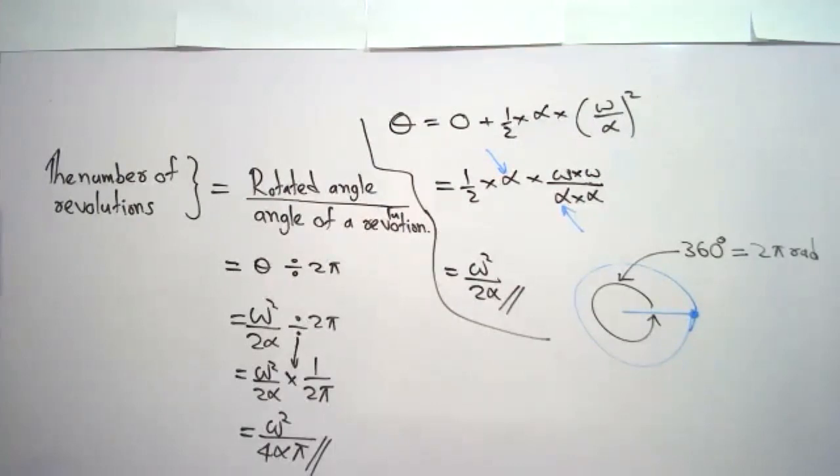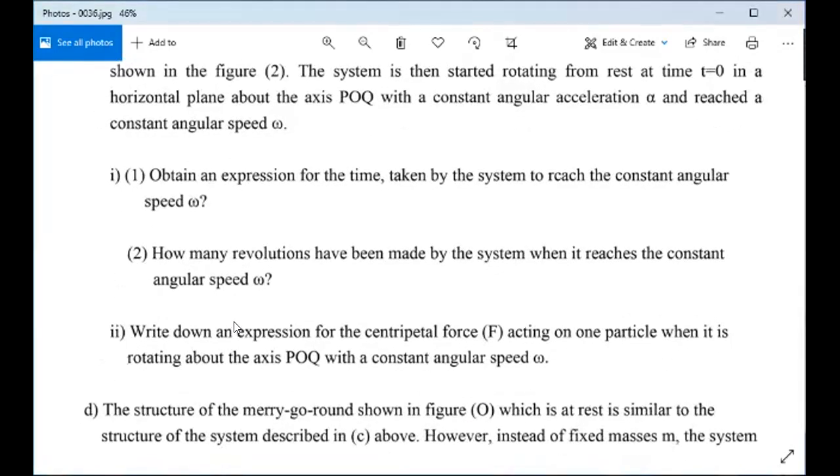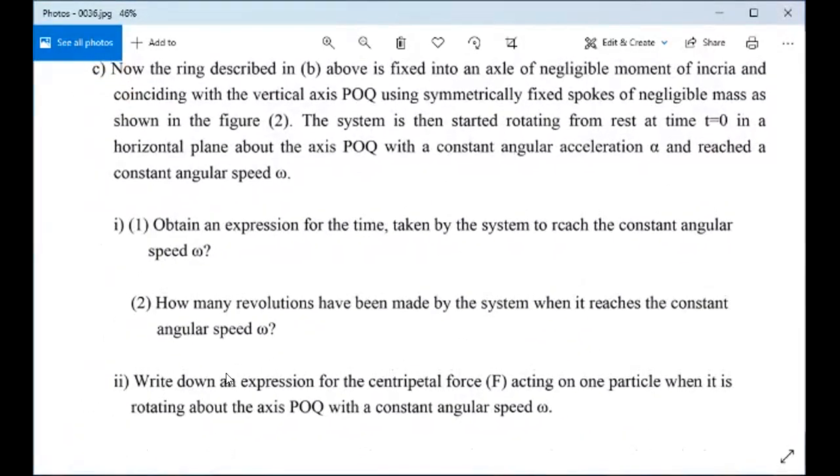Right. Let me show you the next question here. What is the next question? This is simple C. We have answered C Roman number 1. First 2 questions we have answered. Then C Roman number 2. Write down an expression for the centripetal force acting on one particle when it is rotating about the axis POQ with a constant angular speed omega. Such a simple question.